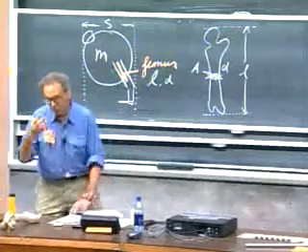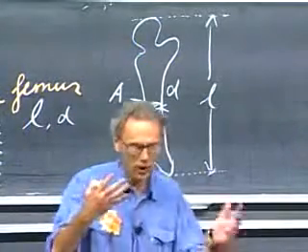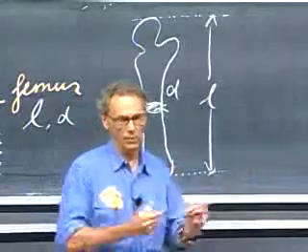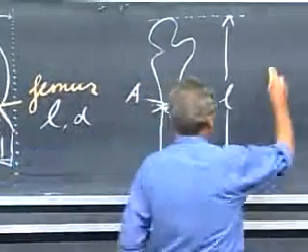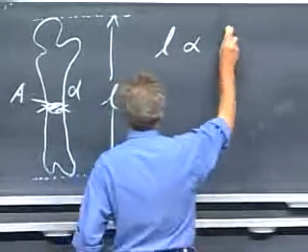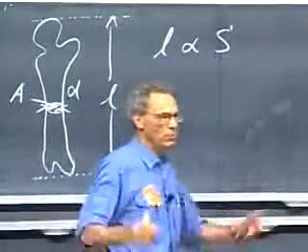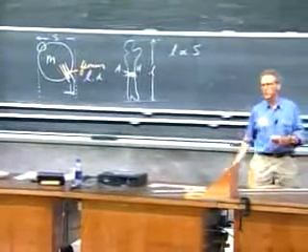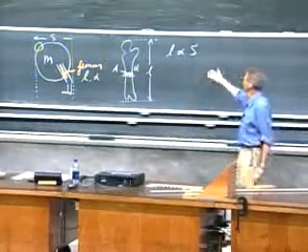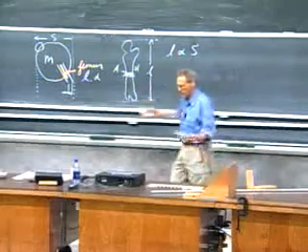I'm now going to take you through what we call in physics a scaling argument. I would argue that the length of the femur must be proportional to the size of the animal. That's completely plausible. If an animal is 4 times larger than another, you would need 4 times longer legs. And that's all this is saying.